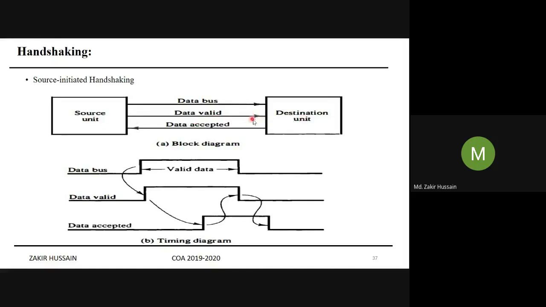As long as data valid is there, the data that is available on the data bus is also valid. So once this destination unit receives the complete data that is there on the data bus, which is generated by the source unit, then this destination unit will acknowledge by sending a data accepted signal. That's why this data accepted signal arrow mark is towards the source. So coming to this timing diagram, that is self-explanatory.